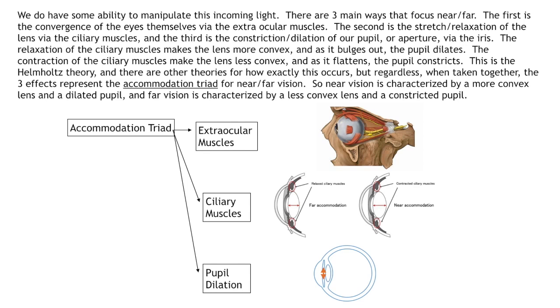Again, here are your extraocular muscles. There are several of them that attach and fix the eye and allow the eye to converge an image. And the ciliary muscles are attached to the lens and pull the lens and distort it to make it more convergent or less convergent, being more convex and less convex. And then by default, the pupil dilates or constricts based on the convergence or bulging of the lens.